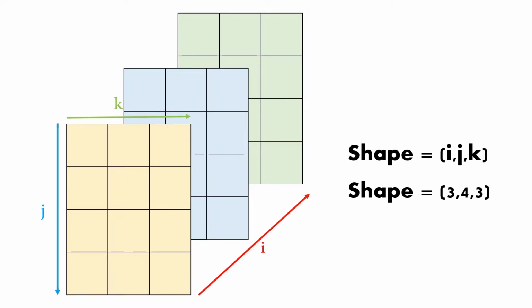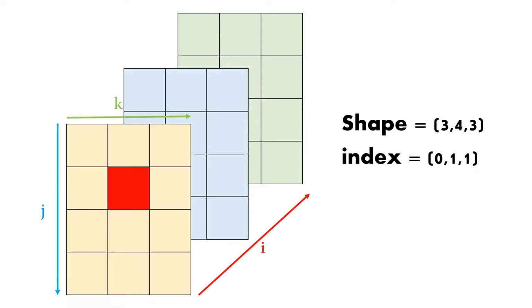So each array will have a shape. The shape is specified first going back in the backwards dimension, so the z-axis, then the y, and then the x, or in this case the i, j, and k directions as shown in the diagram. So for this example, we have three arrays going back, so it will have a shape of 3. It has 4 elements vertically and 3 horizontally. So it would have a shape of 3, 4, 3.